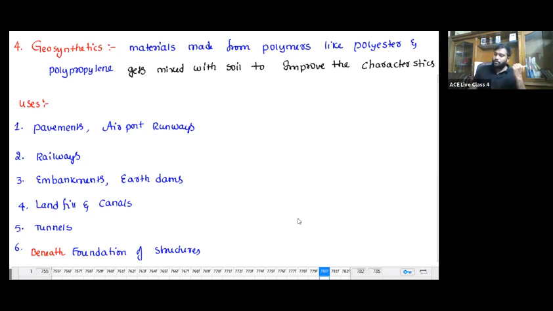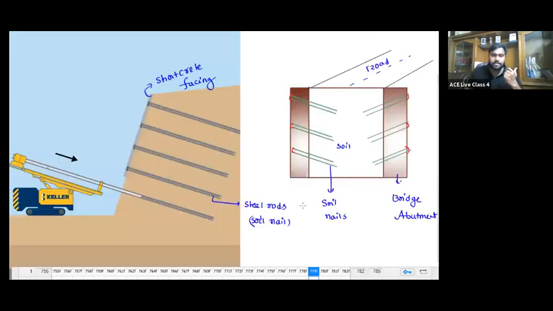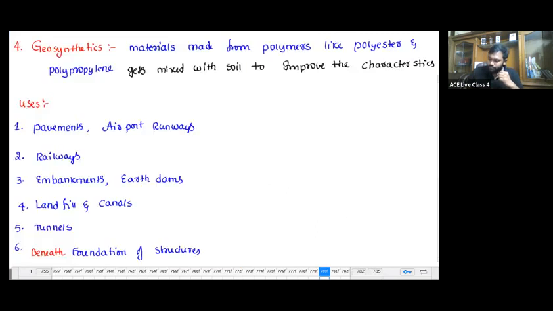See, we know soil will be provided only in an inclined position. Generally, we do provide it in an inclined position. Okay, so now, what are the major functions of geosynthetics? Why can we use geosynthetics? The major functions of geosynthetics are, number one, as a separator.